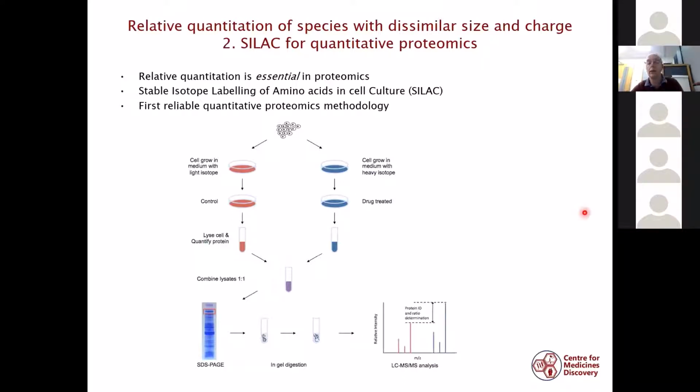And when you do your mass spec, you will see that you have a mass separation which corresponds to the difference in mass between your heavy and your light isotopes. So you can program the instrument to look for this isotope mass shift in a particular peptide, and you simply compare one species against the other to get your ratio of intensity. So that's SILAC.